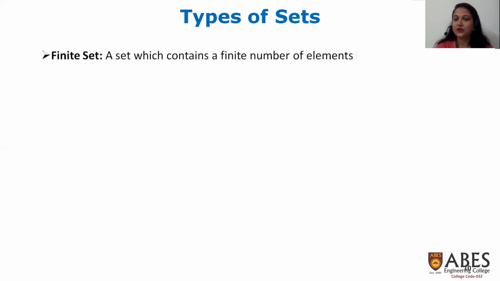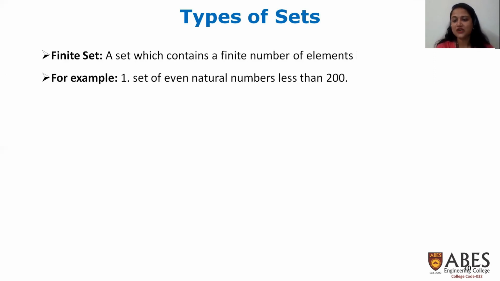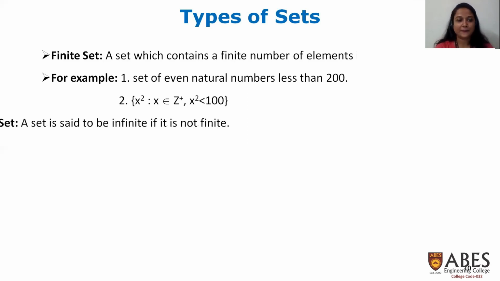Finite set. As we know, a finite set means one which contains a finite number of elements, where the cardinality will be a natural number, it will give me some number. That means in that case, we can say this is a finite set. Example, the set of even natural numbers which are less than 200. So I'm having a specific range, and within that range, we can define its cardinality. Another: x square, where x belongs to positive integers, and x square is less than 100. So we are having only limited numbers which come under perfect squares. That's why within this range, it is called a finite set.